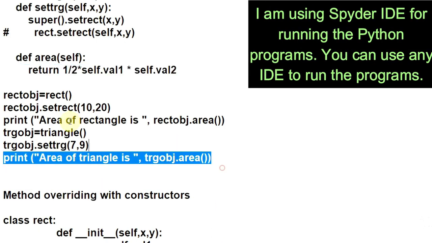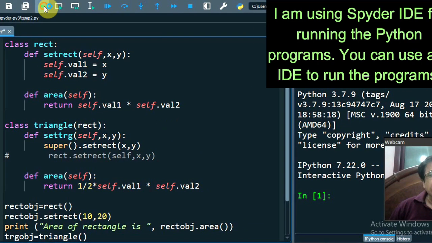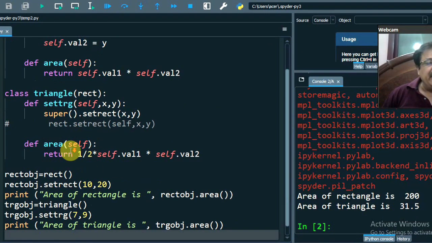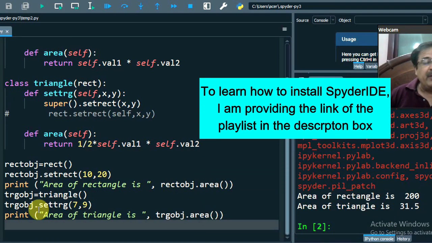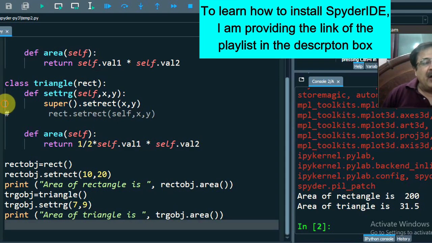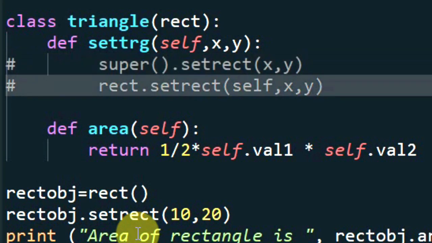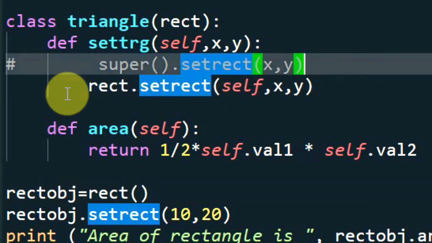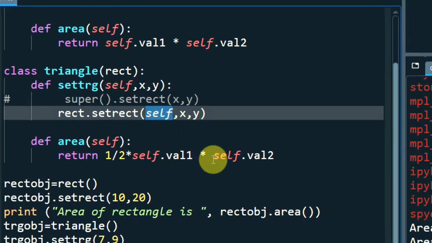Okay. Let us run this program. Area of rectangle is 200 because 10 into 20 is 200. Area of triangle is 31.5 because half into 7 into 9 is 31.5 only. See, I'll comment out this one, super, and I will invoke the base class function by specifying the class name. Remember that I have to use the keyword self. Now let us run it.